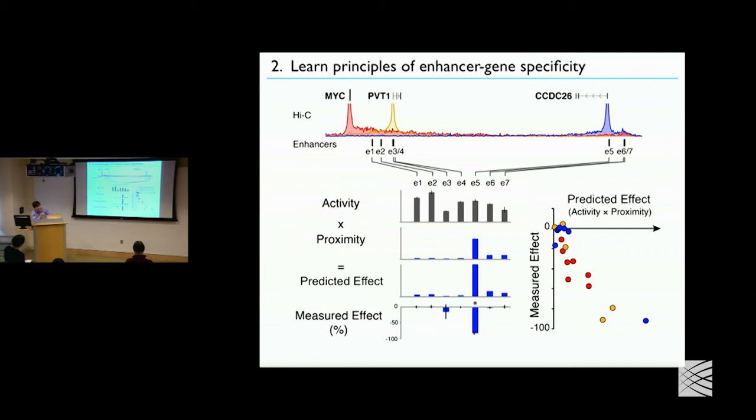This is an important complexity that still remains to be worked out. Some promoters appear to act as enhancers, and some promoters don't have the capability to act as enhancers. And our model actually doesn't do a great job of distinguishing between those possibilities at the moment.